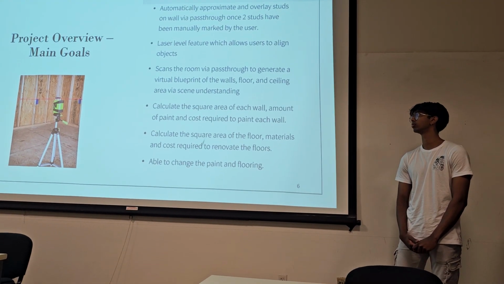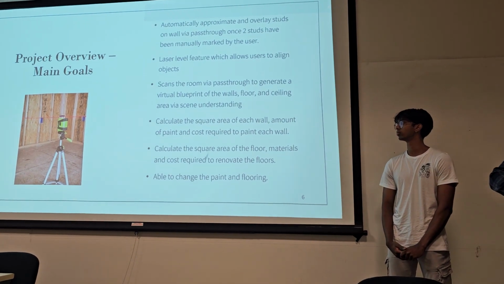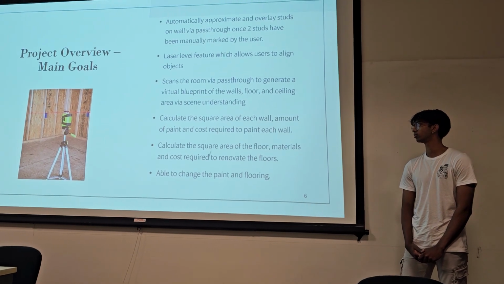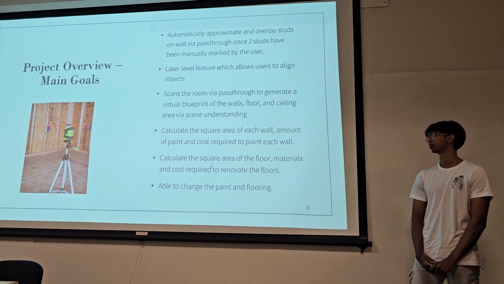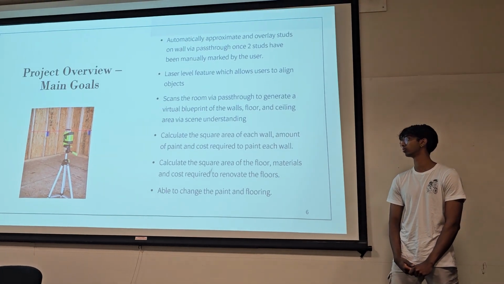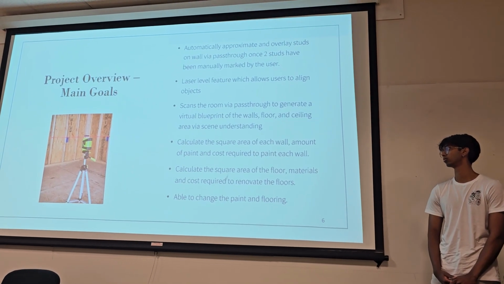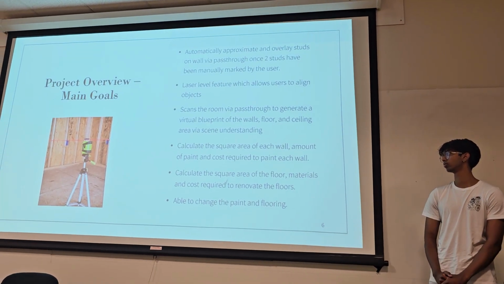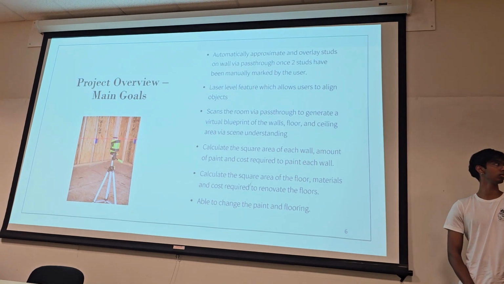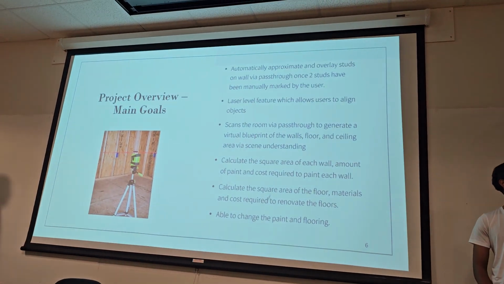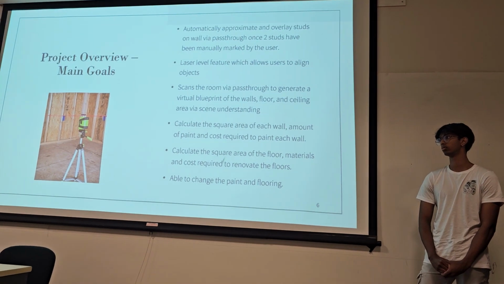Our app would scan the room via pass-through to generate a virtual blueprint of the walls, floor, and ceiling via scene understanding, and it would calculate the square area of each wall, the amount of paint that is required, and the cost required to paint each wall. It would also calculate the square area of the floor, and the materials and costs required to renovate the floor. We would allow the user to change the color of the paint on the walls, and we also allow the user to change the floor material, whether you want wood or tile.